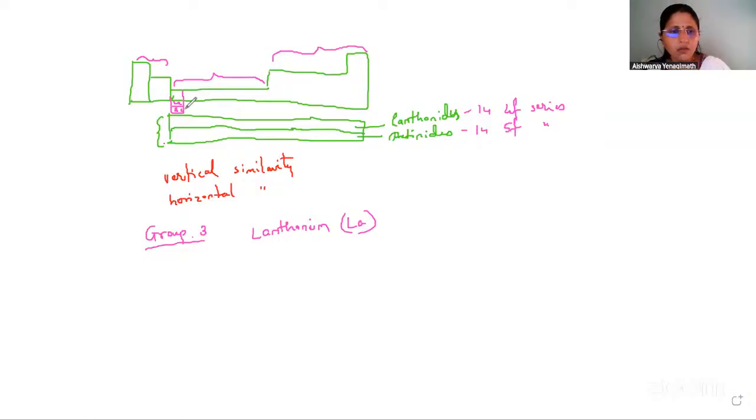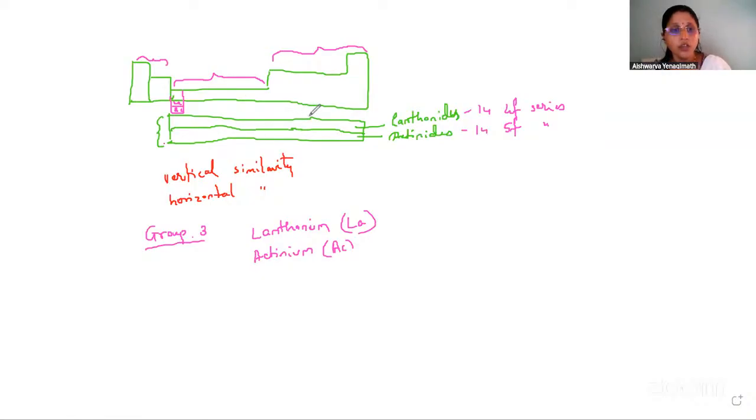But see, in one block, we cannot show all the 14 elements, right? Therefore, they have been placed separately. Nothing to think much about it. Same thing, you take it for actinium. You can look at the element actinium, Ac. In actinium's house, all the 14 actinides are being placed. But can you show all the 14 elements here in one single block? So to make that study simple and easy, they are being placed separately.